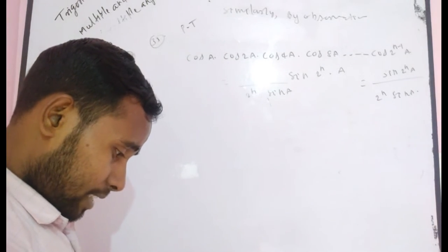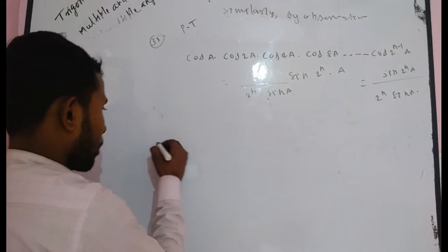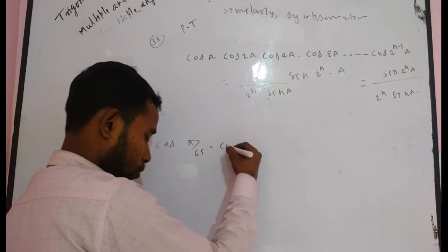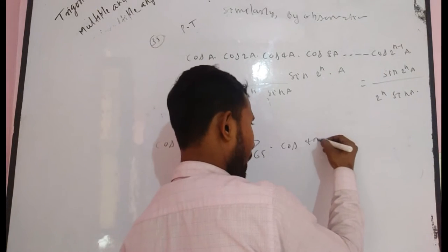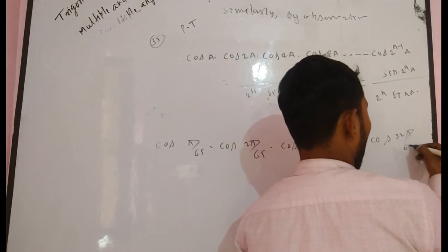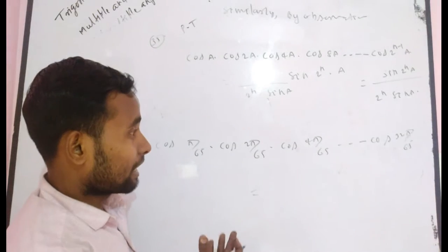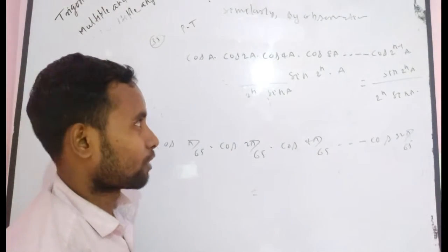Now I want to take a problem which is based on the same theorem. You have to find the value of cos pi by 65 into cos 2 pi by 65 into cos 4 pi by 65, and so on, up to cos 32 pi by 65. How can you find this? It looks like a very tough problem for you. So how can you solve this problem? I want to tell you.